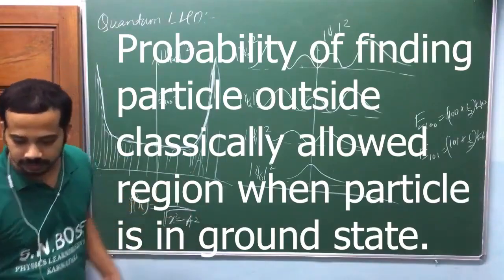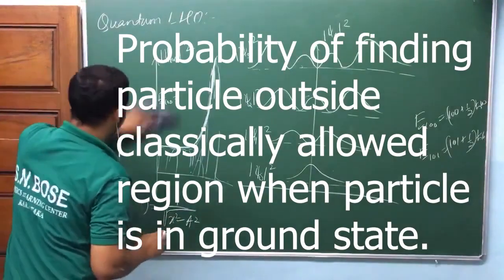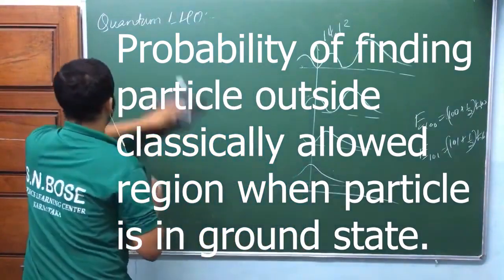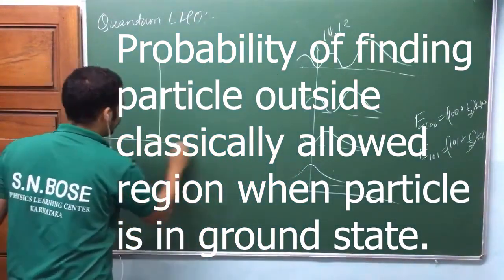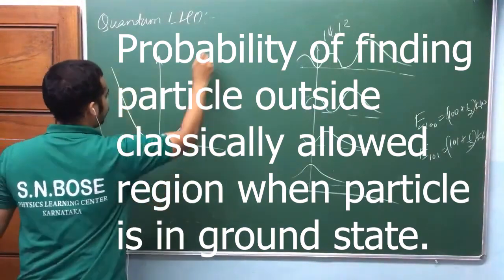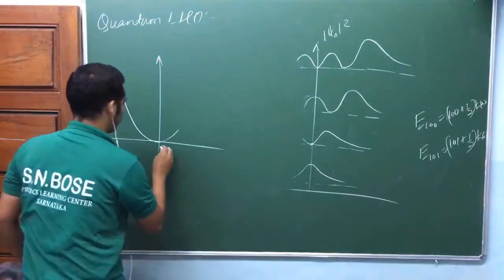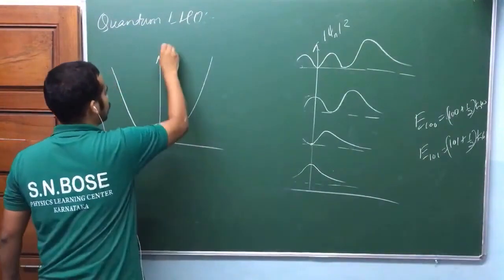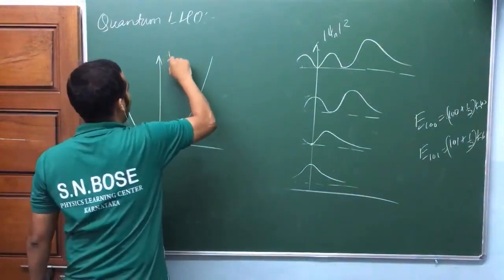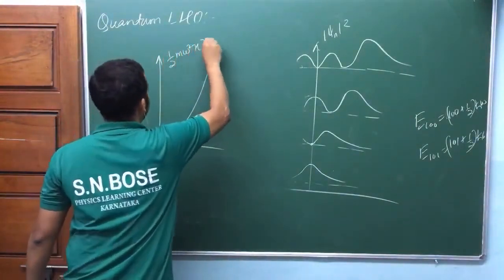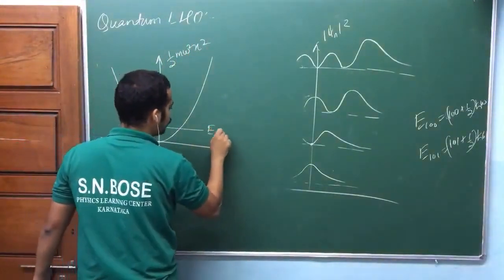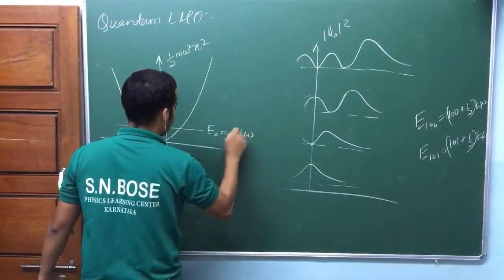Particle was outside the classical region? Yes, that I haven't covered actually. That's a very good question. Thank you for that. Wait a second. No, that integral we can't do that easily. Only the Gaussian infinite integral we know, okay? So half m omega square x square. If the particle is in the ground state, E naught, what is E naught? Half h bar omega, am I right?